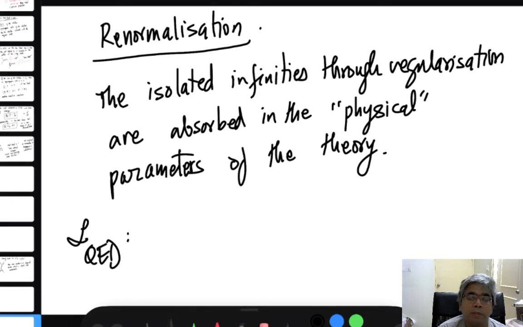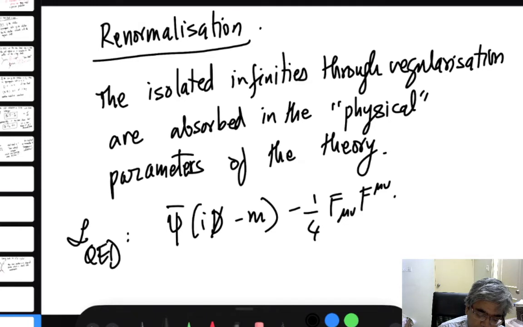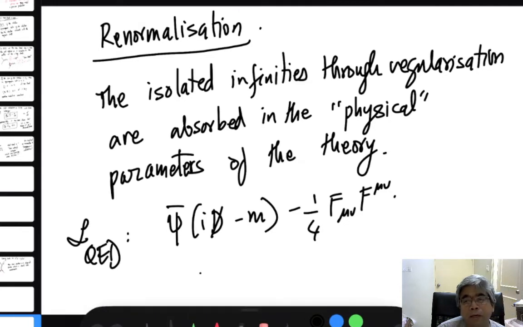You have to absorb them in terms of some physical parameters. So if you just take the QED Lagrangian, L equals psi bar (i del slash minus m) psi minus 1/4 F mu nu F mu nu. What are the physical parameters of the theory? What are the things which are important in this? There is the coupling constant e, the mass of the electron, the wave function of the electron, and the photon wave function.